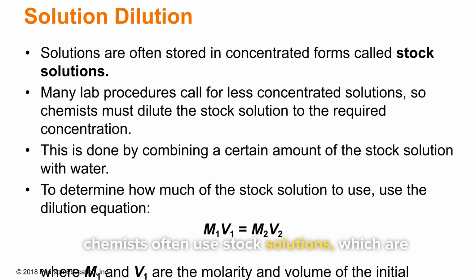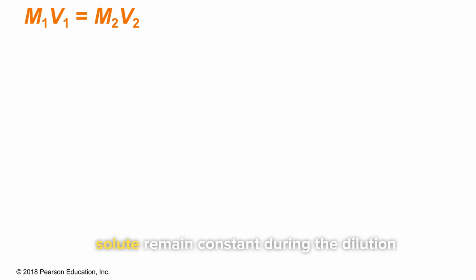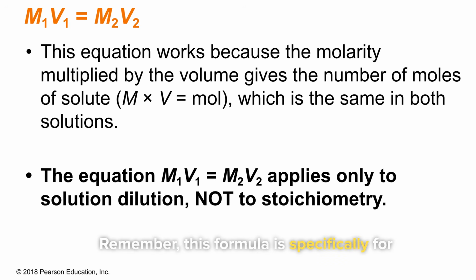Chemists often use stock solutions, which are highly concentrated. To reach the desired lower concentration for lab work, we use the dilution equation, M1V1 equals M2V2. This equation works because the total moles of solute remain constant during the dilution process. Remember, this formula is specifically for dilutions, not for stoichiometry.